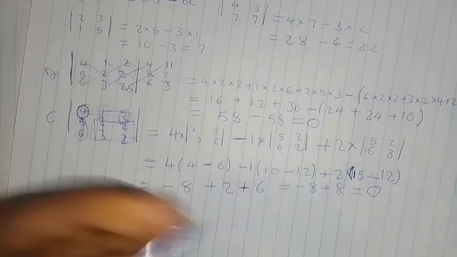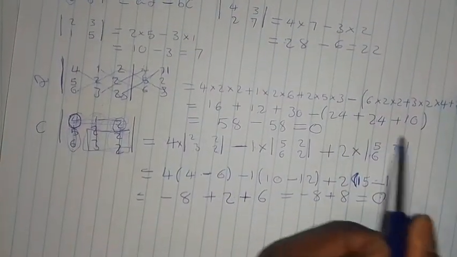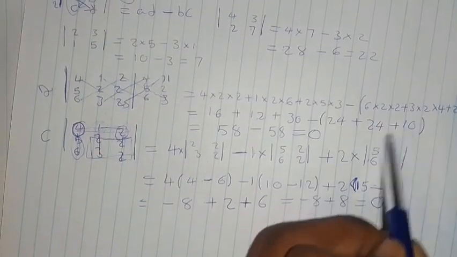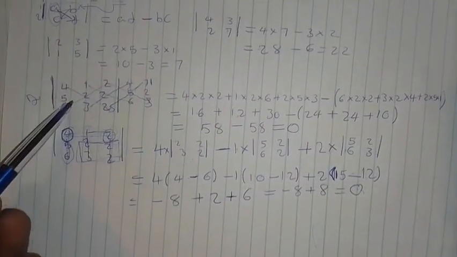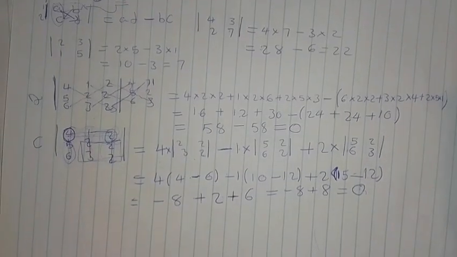So the two methods, they actually work. So this is the cofactor expansion, and this is using the diagonal rule. Now you can use the method you prefer the best, using the diagonal rule or using the cofactor expansion.